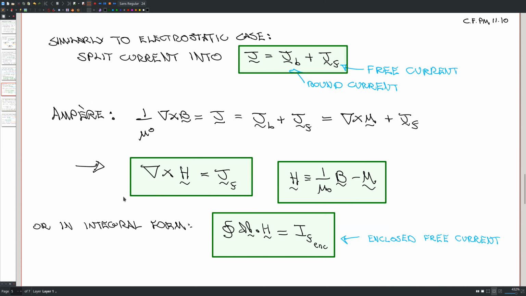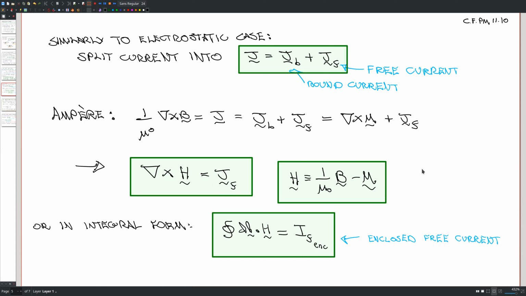And of course, because of Stokes' theorem, you can also write an integral form of this equation, just by taking the integral of this over a certain surface, bounded by a certain path P. Then you end up with the path integral around a closed loop of H being equal to the total free enclosed current. So this object here is just the integral over your surface of the normal vector dotted into the free current J.